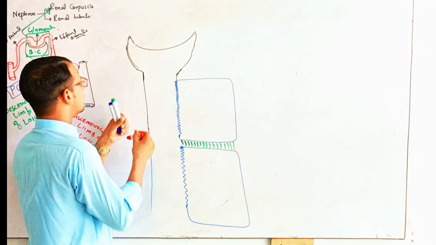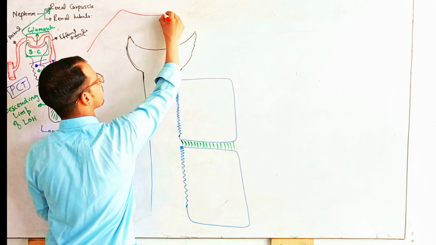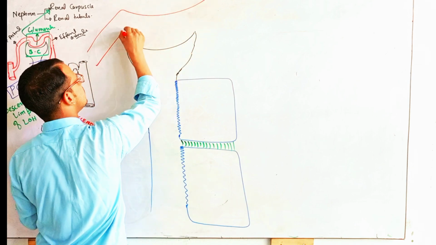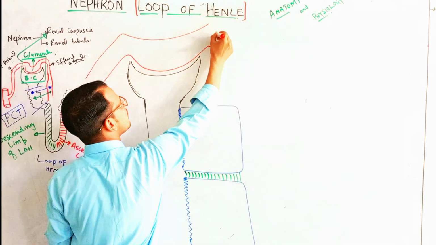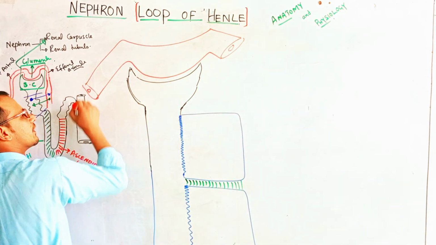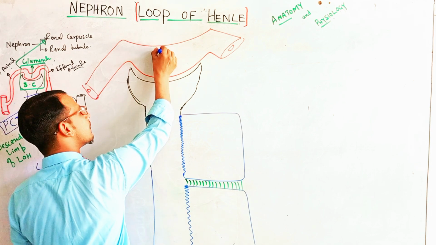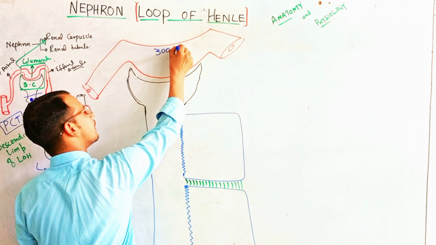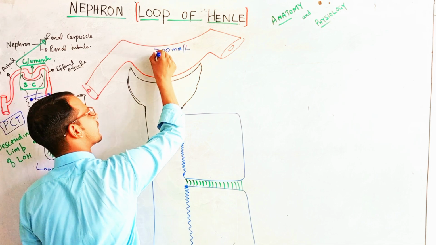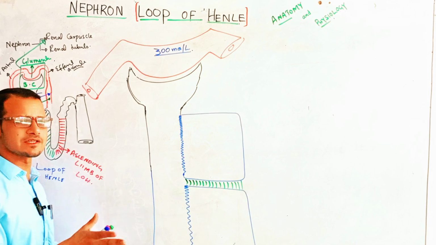First, this is the glomerulus, with the afferent and efferent arteriole. The osmolality of the blood is 300 milliosmol per liter, right? And under this, what is osmolality?